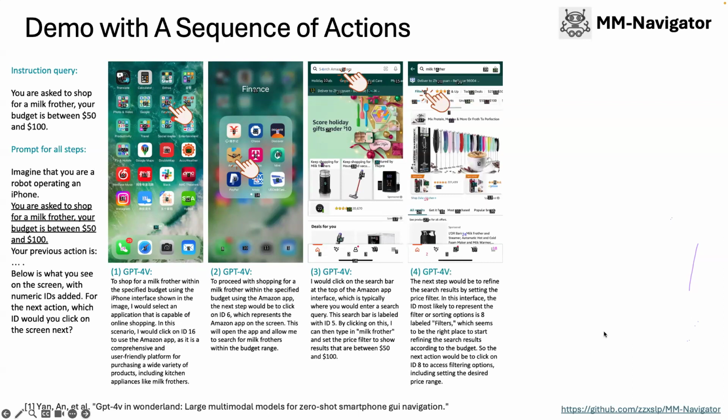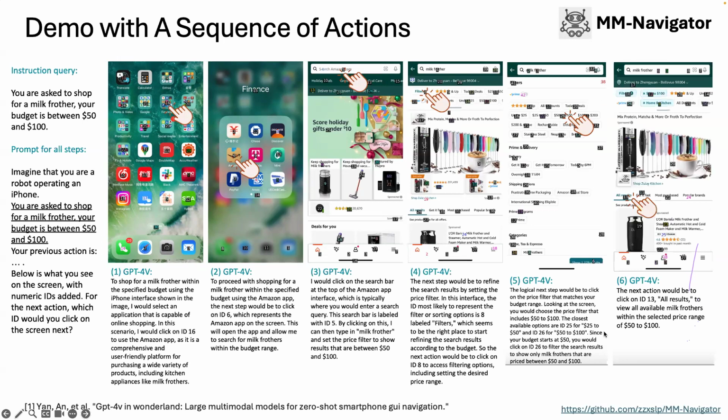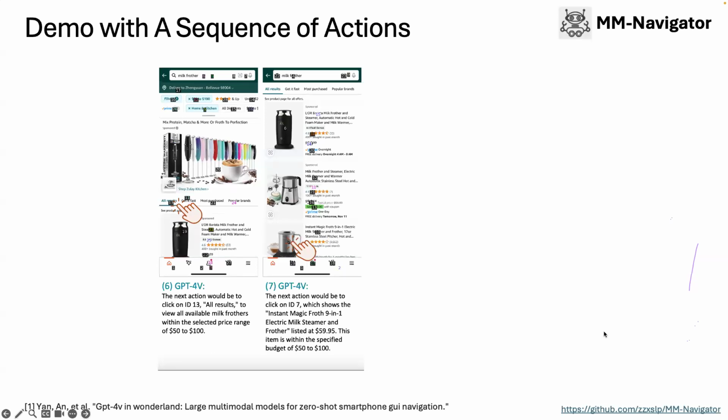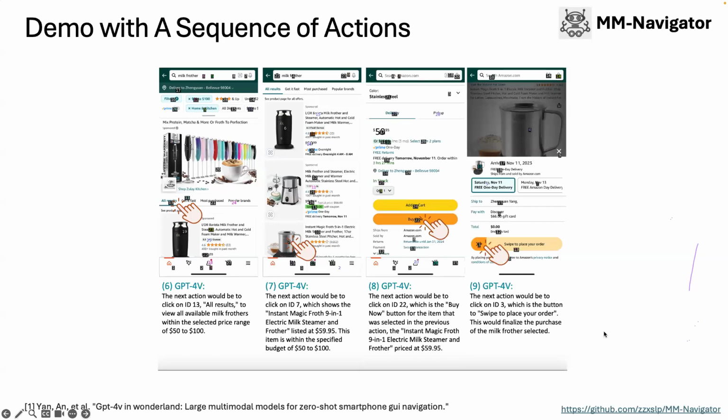Once it searches for the milk frother, now we need to do filtering, which is ID 8. Click on the filters, entering the filter page. Now limiting the price to $50 to $100, which is ID 26. And once filtered, click on all results, ID 13, to show all the results after the filtering. And among the three results displayed on the phone screen, it says it's a perfect milk frother, which is ID 7, and which is within our budget because it's 59.95. And now clicks on buy now. And lastly, clicks on ID 3 to swipe to place your order.